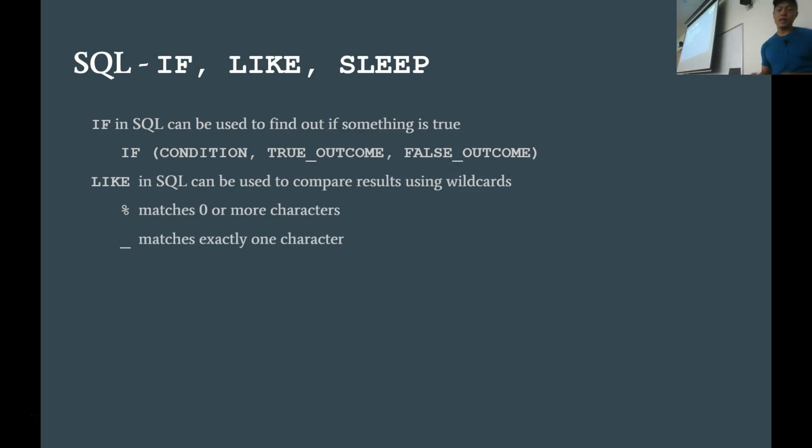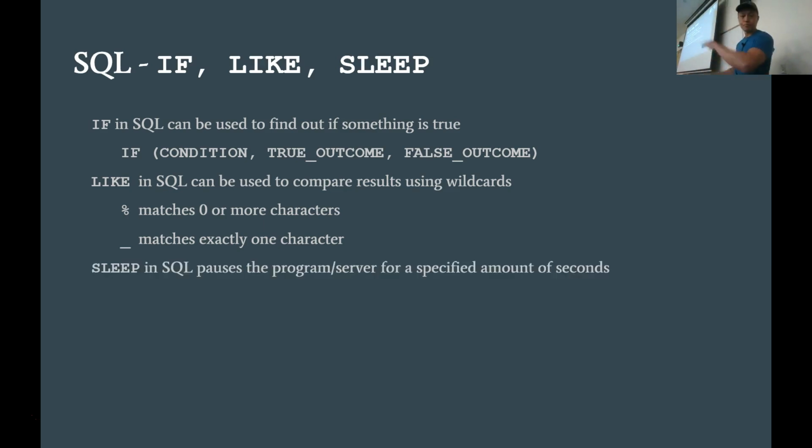There is also the like operator. It's basically a poor man's regular expression, or poor person's regular expression. I don't want to be chauvinistic. Like has a percent character which matches zero or more characters, or the underscore character which matches exactly one character. If you want to look at patterns in the data that you're querying, then you would use the percent and the underscore. Sleep just pauses the program or the backend for a specified number of seconds.